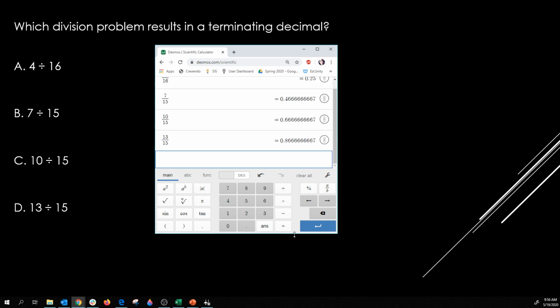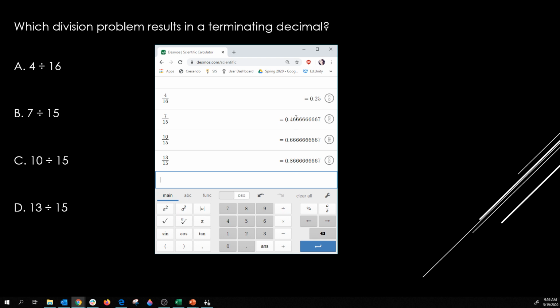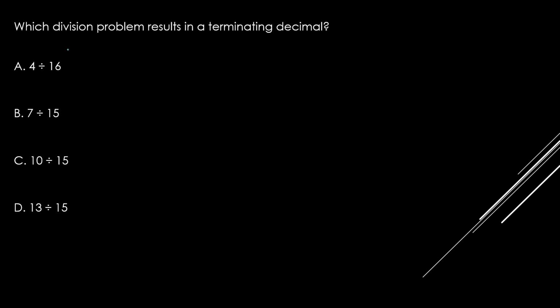Alright, so I've typed in all of them. And if I look here, notice how for these bottom three, this 6 is repeating and then it rounds off at 7. Since the 6 is repeating for all of these, that means that all of these are repeating decimals. However, this very top one, where I have 0.25 and then it ends, and there's no more numbers aside from those two, that tells me that 4 divided by 16 gives me a terminating decimal. So on this one, 4 divided by 16 is my terminating decimal.